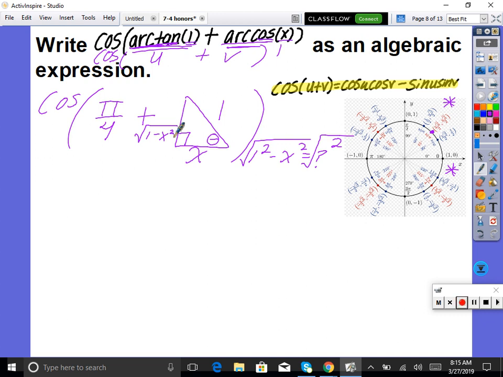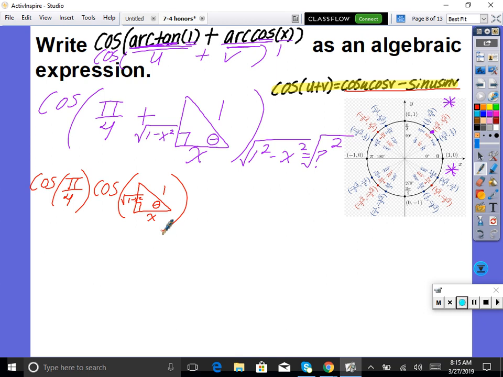So I just simplified the inside a little bit so that when I split apart my addition formula for cosine, it's going to be a little bit easier. So with cosine addition, we can split it apart as this, right? So let's start going. So we have cosine of the front, so cosine of pi fourths. Then we have the cosine of the triangle. So cosine of the right triangle with a theta, an x, a 1, and a square root of 1 minus x squared. You guys see how it's just the formula?